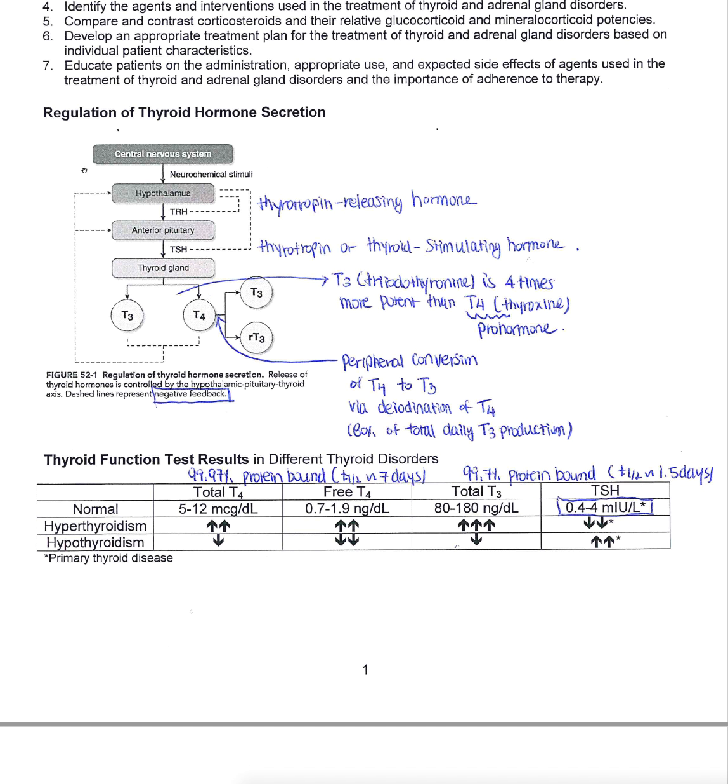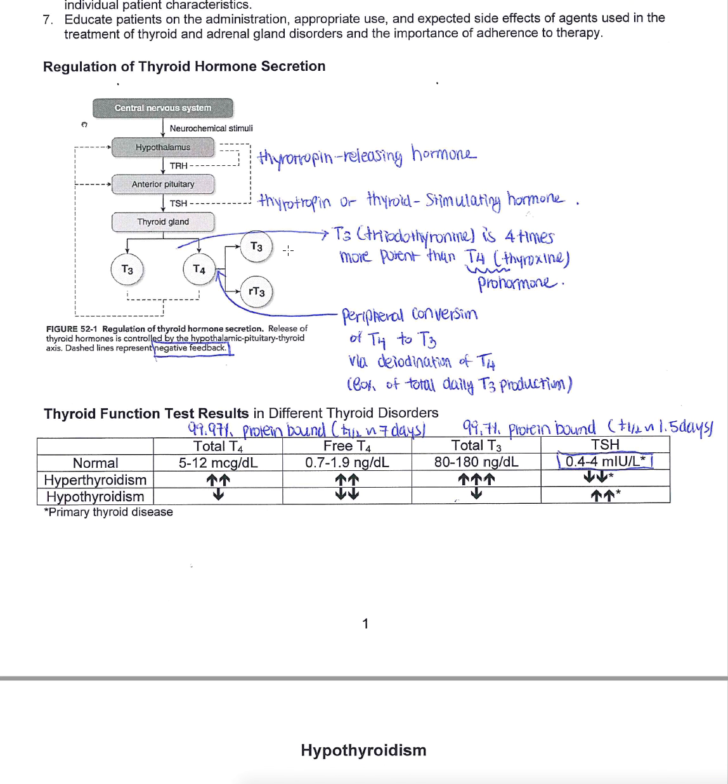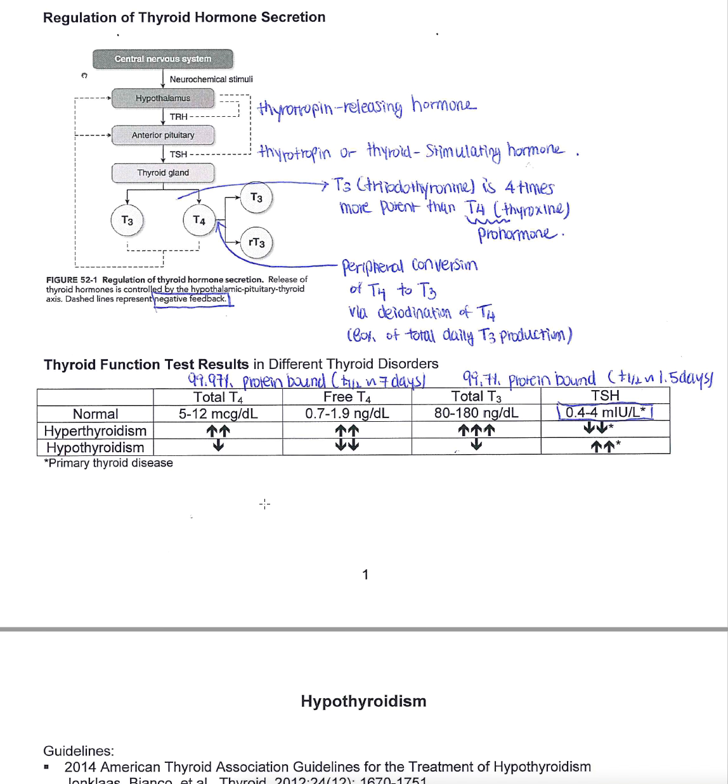When we have enough T3 and T4 in our system, there is negative feedback that goes back to the pituitary and hypothalamus, so that we don't have too many hormones signaling the thyroid gland. This is how our thyroid hormones are regulated. So know that T3 is the more potent form over T4, and the majority of T3 is produced by peripheral conversion from T4 to T3.